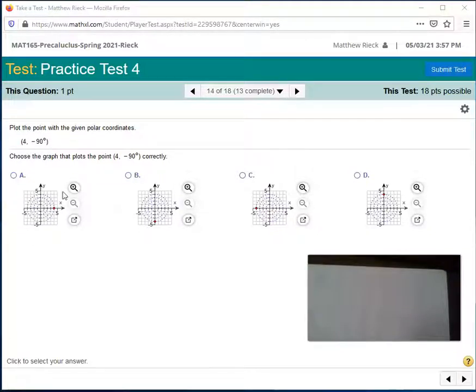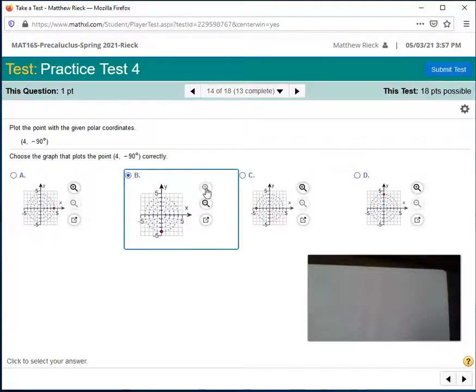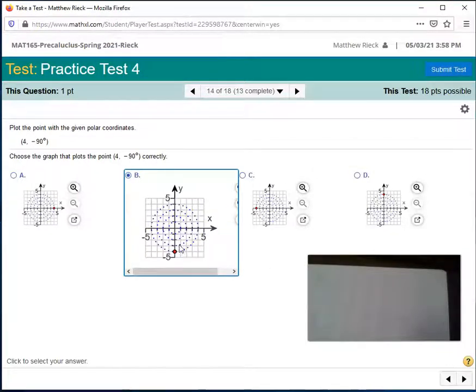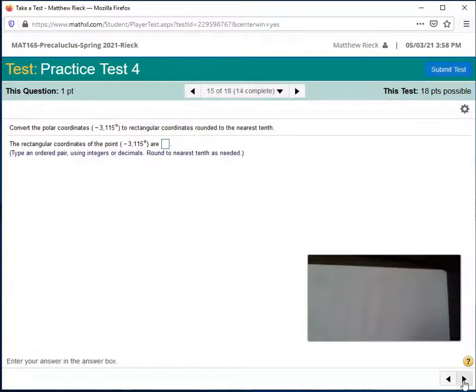So to start off, we go to negative 90 degrees. That means we're looking along the y-axis, below the x-axis here. All right, and we want 4 units in that direction. So in that case, that corresponds to my choice B here. So if we zoom in, again we have -90, so that means we're moving in a clockwise direction, 90 degrees, so we're looking down here, and we're given 4 units in that direction.